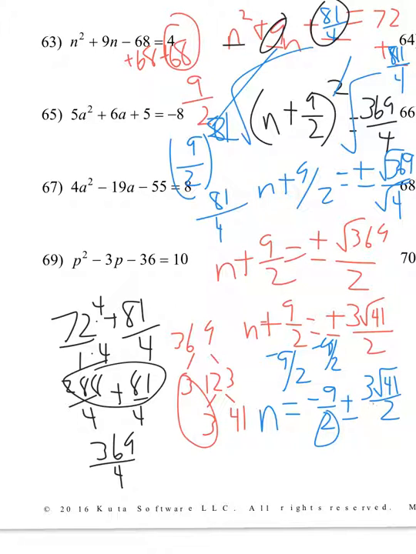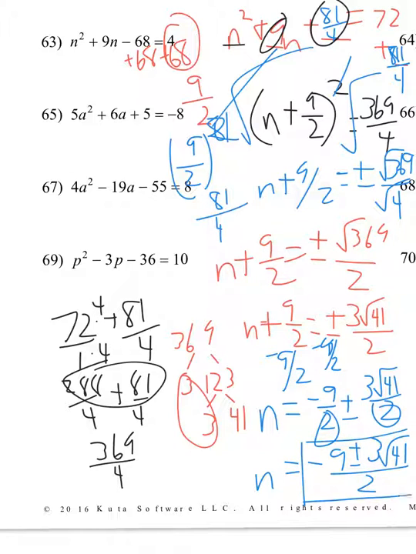Now on this one, unlike the last one, we already have that common denominator, so I can just go negative 9 plus or minus 3 square root 41 all over 2. And again, you could write it as two separate answers, negative 9 plus 3 square root 41 over 2, and negative 9 minus 3 square root 41 over 2.